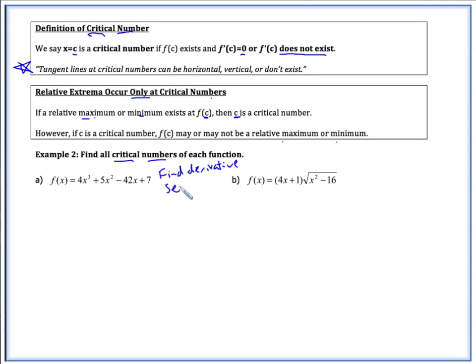Okay, and then set it equal to 0, and then check if it does not exist anywhere. Okay, so those are what we're going to be doing here. So first, let's find this derivative. And we get 12x squared plus 10x minus 42 plus 0. So we want to see, let's check does not exist first.